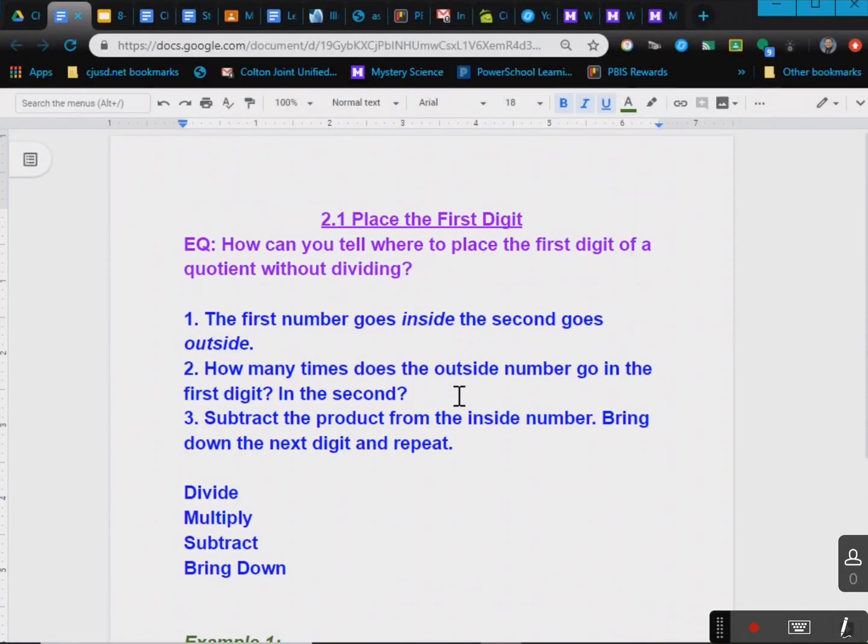Hello everyone, welcome to 2.1, Chapter 2, Lesson 1, place the first digit. So the essential question is, how can you tell where to place the first digit of a quotient without dividing? This is going to be mostly review, and I'm going to explain the rules a little bit.